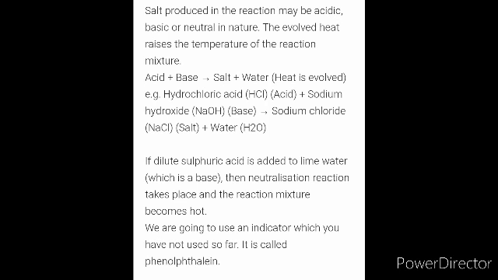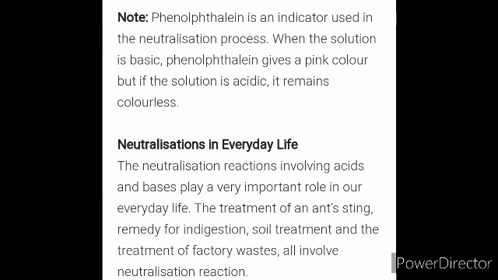Now we are going to use an indicator which I have not used so far. It is called phenolphthalein. It is also an indicator. So let's see. Phenolphthalein is an indicator used in the neutralization process. When the solution is basic, phenolphthalein gives a pink color, but if the solution is acidic, it remains colorless. So phenolphthalein is also an indicator, but here's the difference. It is used for neutralization. When the solution becomes basic, it will turn pink, but if it is acidic, then it will remain colorless.